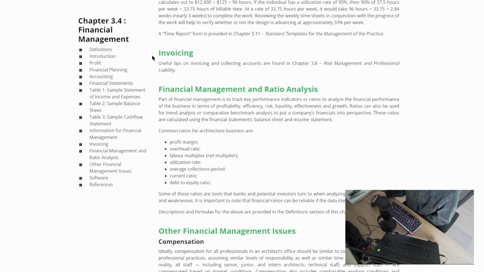Invoicing. Useful tips on invoicing and collecting accounts are found in Chapter 3.1.